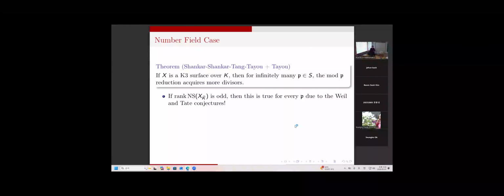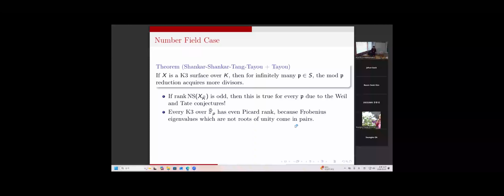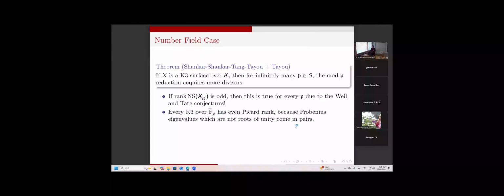Here is an elementary observation. If the rank of your Néron-Severi group over K bar is odd, then you have a jump in Néron-Severi modulo every prime due to the Weil and Tate conjectures. This is because when you consider a K3 over the algebraic closure of a finite field, it always has even Picard rank.